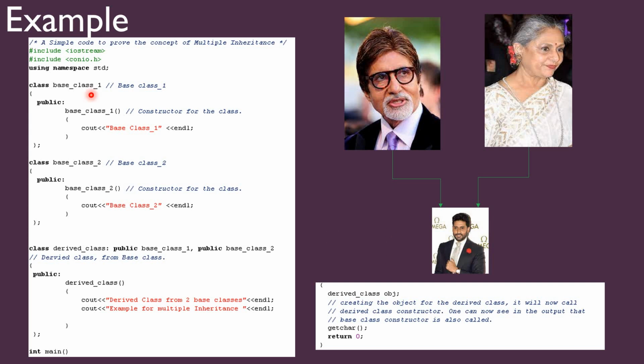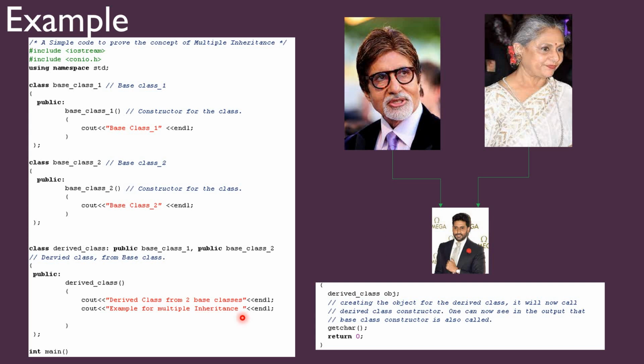Can we see the code example? I have base class 1, and inside that I have a constructor for the base class which prints base class 1. I have base class 2 which is nothing but Jaya Bachchan ji, and inside that I print base class 2. Now we are going to form this class out of these two base classes. So the derived class is formed from base class 1 and base class 2. That's all, and inside that I am printing "This is an example for derived class. Example for multiple inheritance." This is just printed.